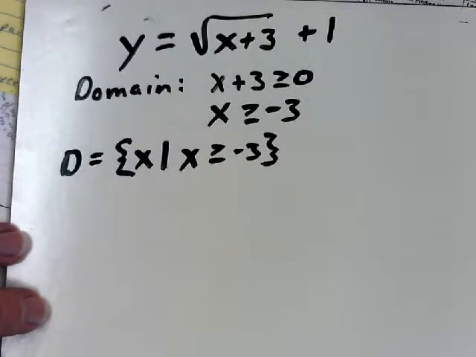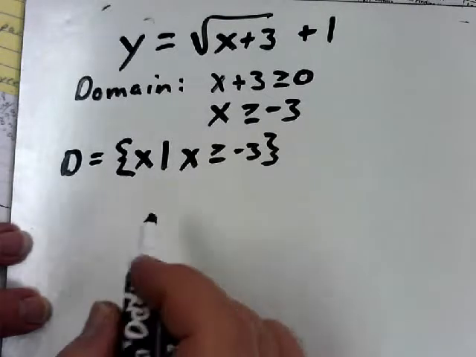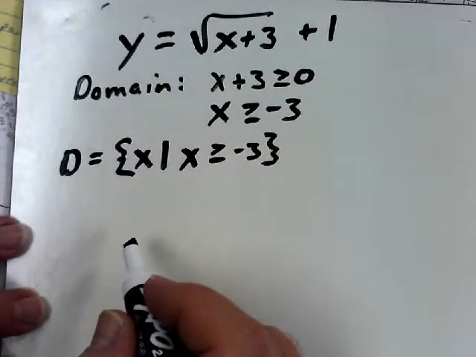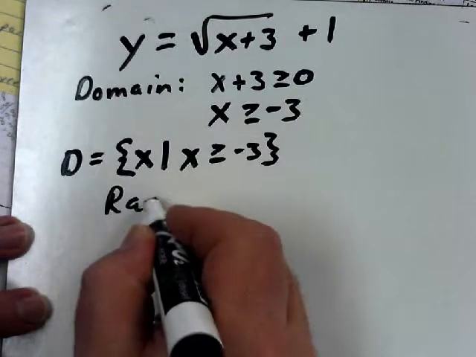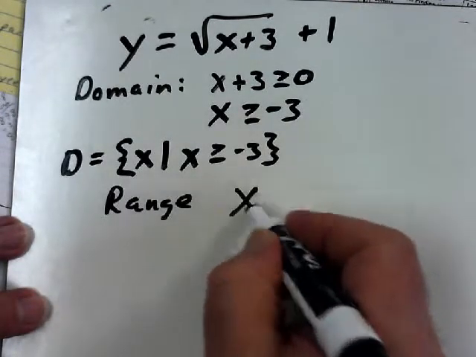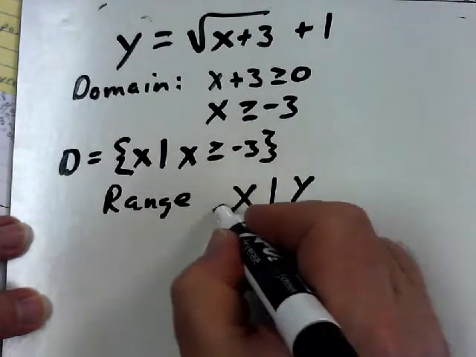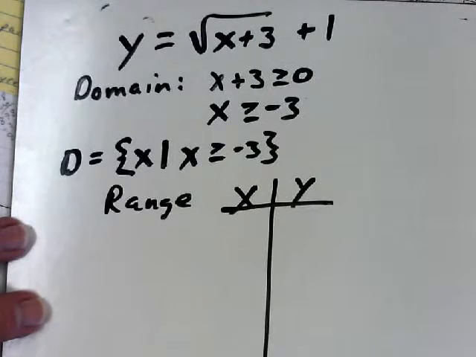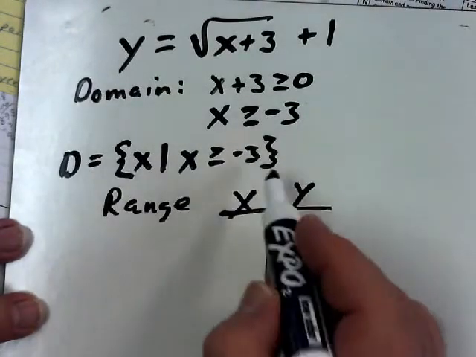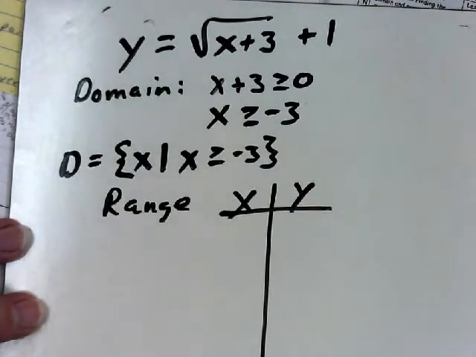So how do I find the range? What was the process? The range, x, y table. So to find the range, I set up an XY table. Then put 0 in here. Nope. Or no, negative 3. The first value I put in is my domain value that I found. Negative 3. So I put in a negative 3.